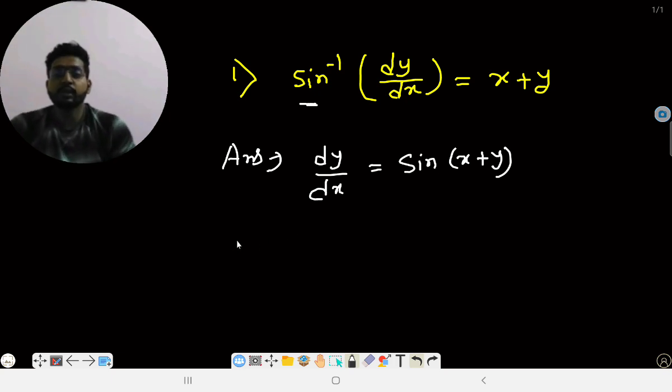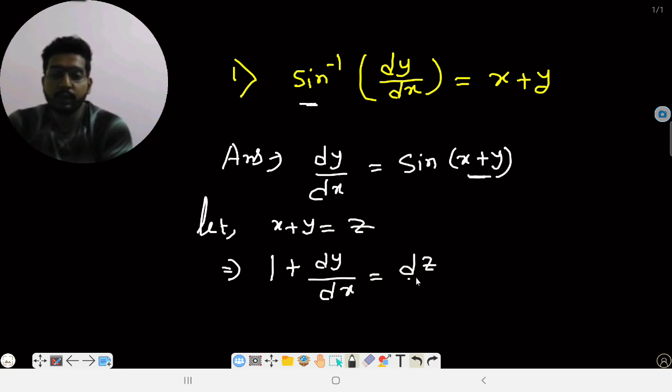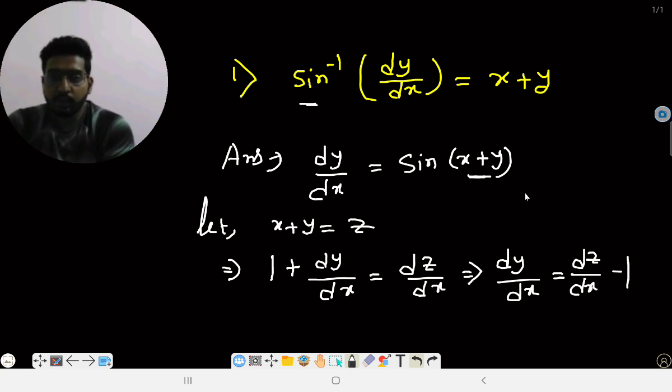Now here separation is not possible, but we can use substitution. X plus y we can substitute. So let x plus y equal z. Now if I differentiate with respect to x, that will become 1 plus dy/dx equals dz/dx. So from here we can get the value of dy/dx. So dy/dx will be dz/dx minus 1.